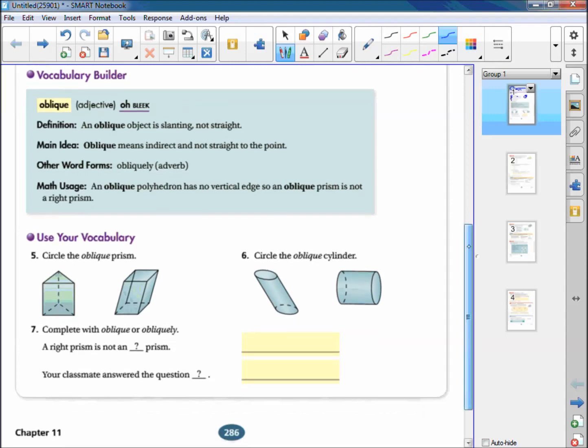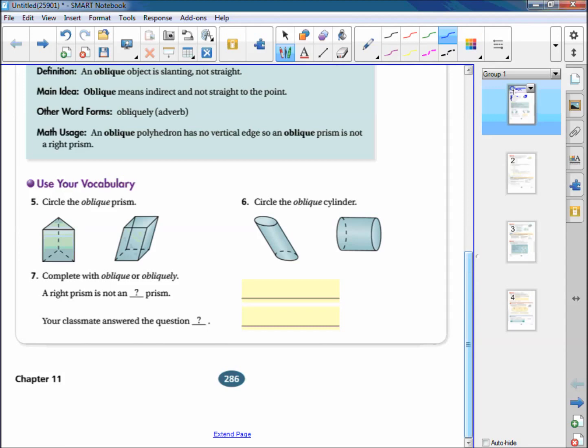A right prism would have a right angle between the base and one of the lateral faces. So circle the oblique prism. It's going to be this one. You can tell how it's leaning to the side. Circle the oblique cylinder. That's going to be this one. You can tell how it's leaning to the side. With this one, there's a right angle between the base and one of the lateral faces. And with this one, there's a right angle between the base, which is a circle, and this part around the edge, which is actually a rectangle if you unfold it.